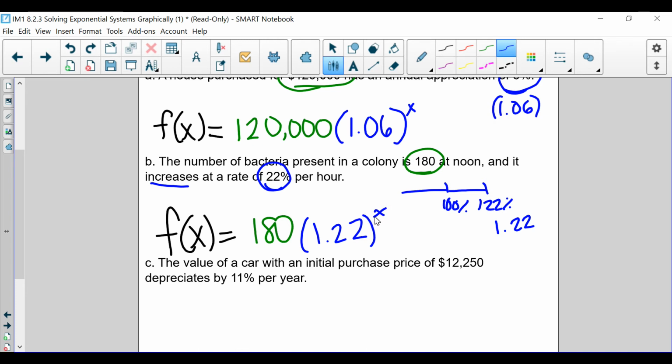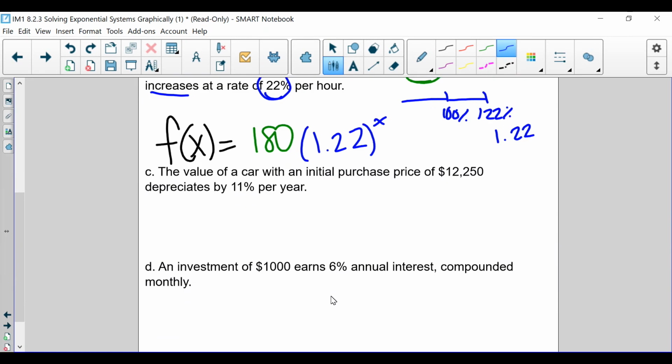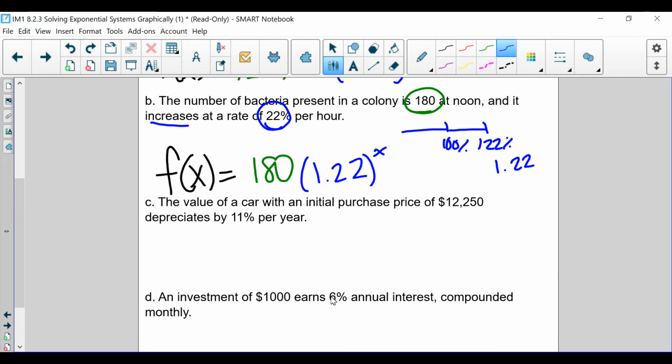Okay? Next one is, it's a car value that has an initial price of $12,250 and depreciates in value by 11%. So at any point you feel like, you know what, I think I got this, pause the video, unpause, see if you got the right answer. It's kind of like what I do with you guys in class. So try it out. I'm going to do it here.